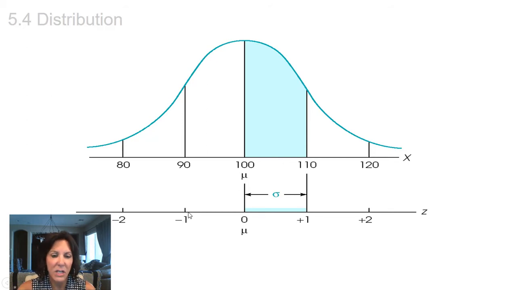1 standard deviation below the mean. How many points less is that? It's 10 points less because that's the size of 1 standard deviation. All right, lots to think about.